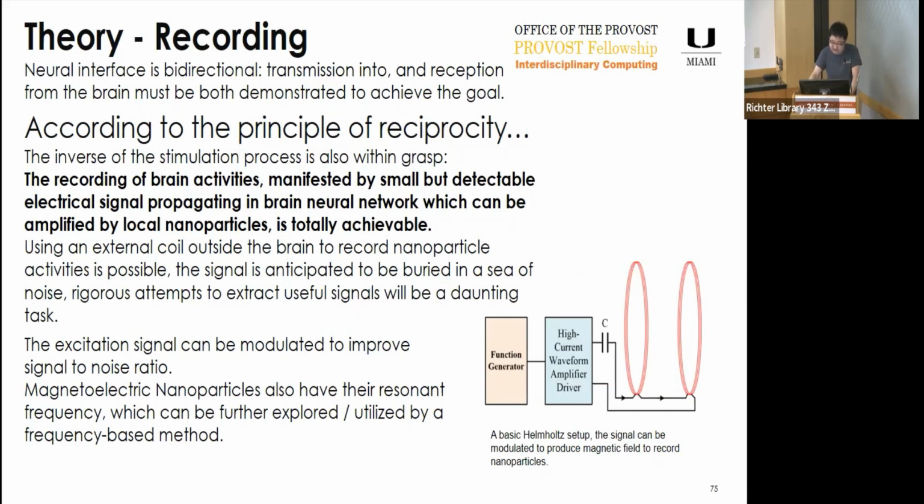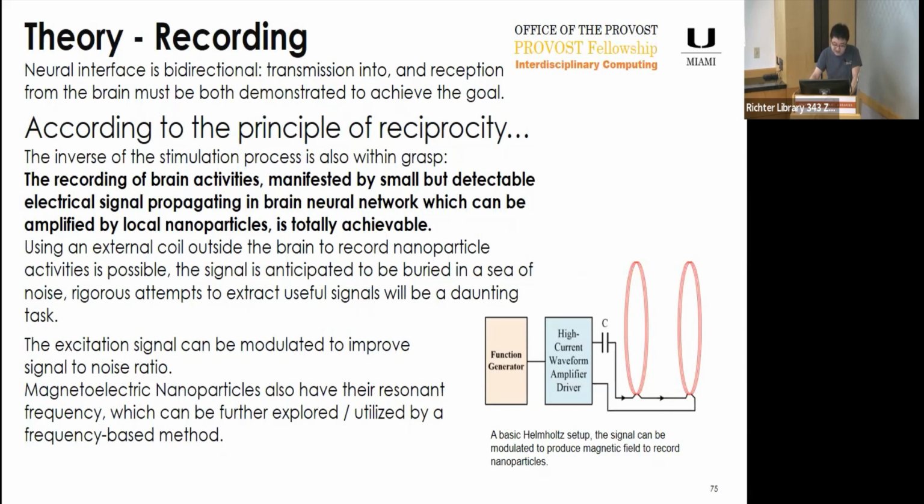But the catch is, this is disproportionately more difficult than the stimulation, because the signal is going to be buried in a sea of noise. For example, the field the nanoparticles produce is relatively low compared to an MRI machine or a coil. We can send any signal to amplify that field very easily, but to record, the signal-to-noise ratio is going to be much lower. So the only thing we can think of is trying to modulate the signal by giving it a Helmholtz coil setup, and we can try to detect the current changes by modulating with the function generator.